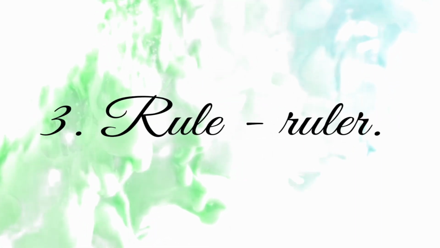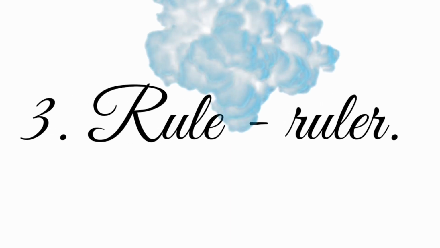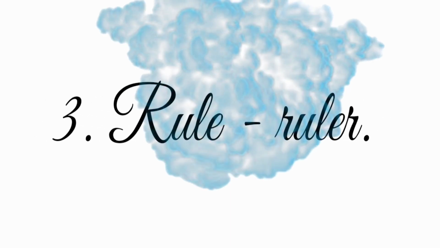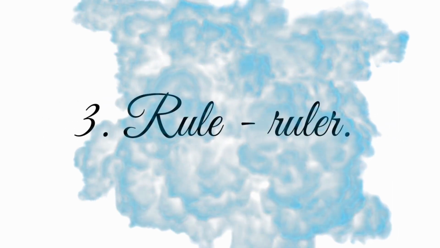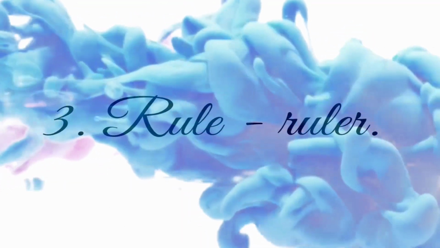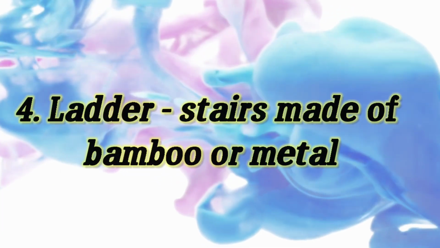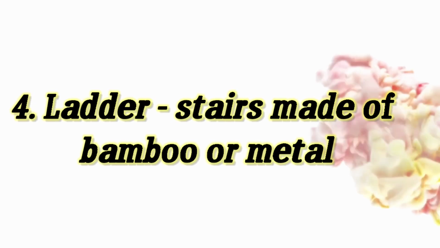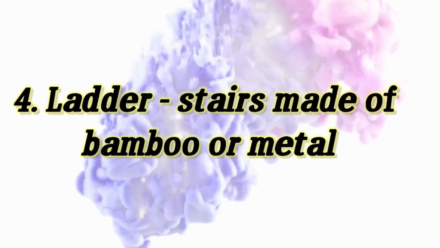Number 3 is rule, which here means ruler, one of the objects which is used to measure. That is the meaning of rule here, ruler. And number 4 is ladder. Ladder meaning here stairs.